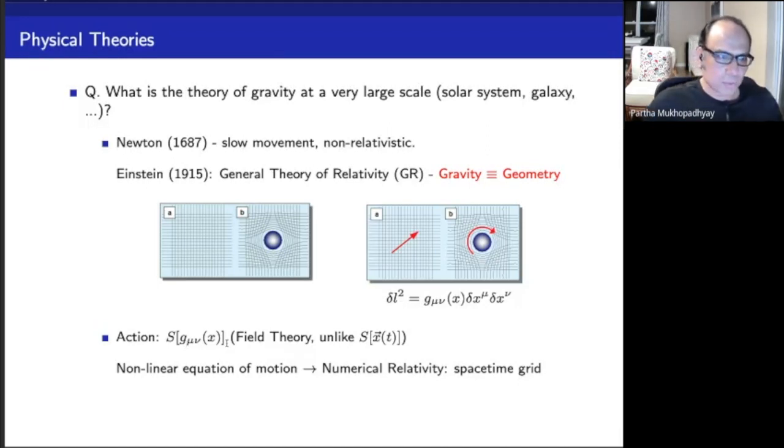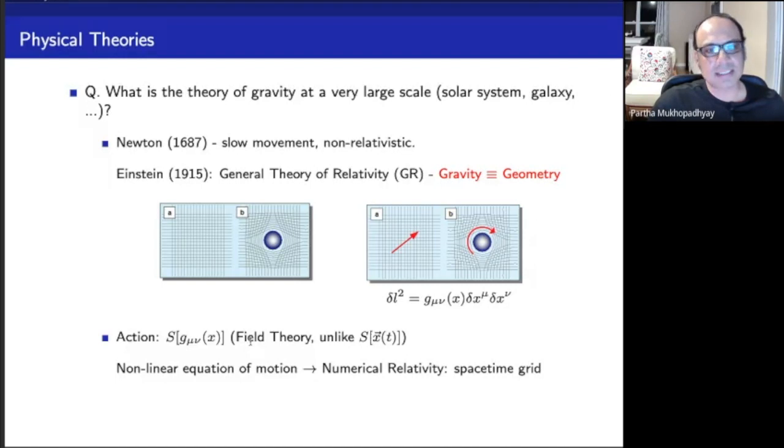Now, there's a crucial difference here from the previous example. Earlier, the action was a functional of a function where that function was x of t. Now, this small x represents both t and the x vector. So this x vector goes into the argument, which means that at every value of the x vector, g mu nu is an independent function of t.